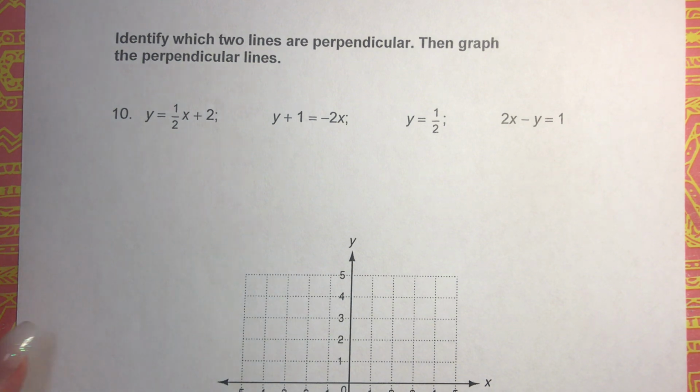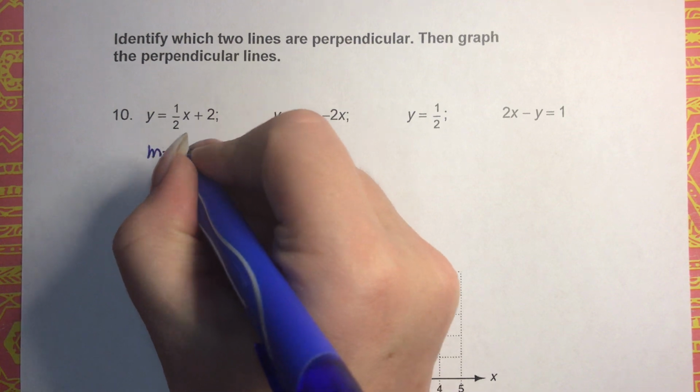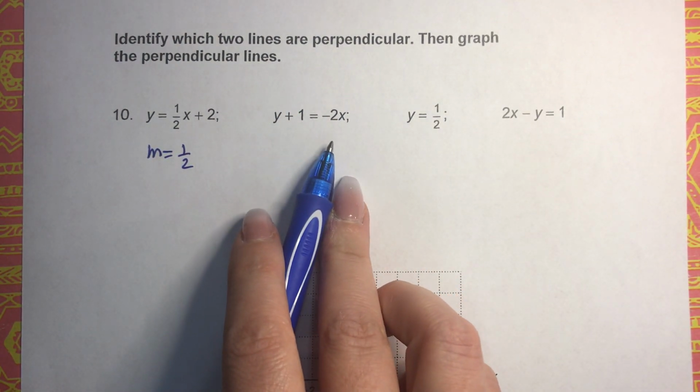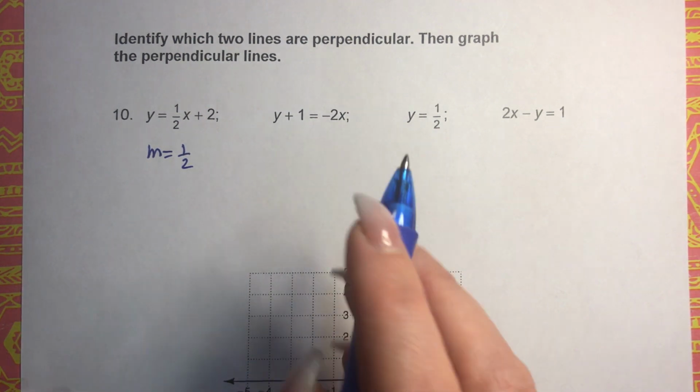All right, let's see how you did. Okay, so what is the slope here? This is in slope-intercept form, so we know the slope is 1/2. Ooh, this one is not in slope-intercept form. This is in some crazy form. So we need to get it in slope-intercept form to figure out what the slope is.